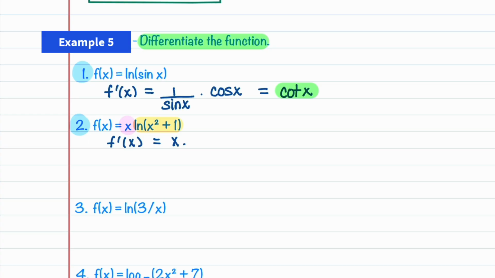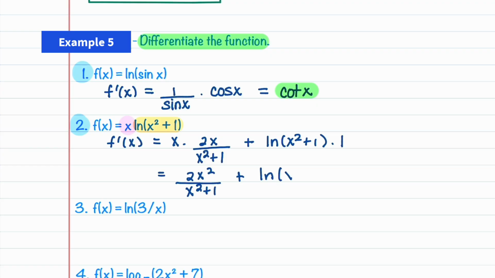The derivative of the natural log of x squared plus 1 is the derivative of x squared plus 1 on top, which is 2x. And then we just put the x squared plus 1 in the denominator. And then we have our second function, natural log x squared plus 1, times the derivative of our first. The derivative of x is just 1. So we can write our answer as 2x squared, all divided by x squared plus 1, plus natural log x squared plus 1. And we'll go ahead and we'll highlight that answer.